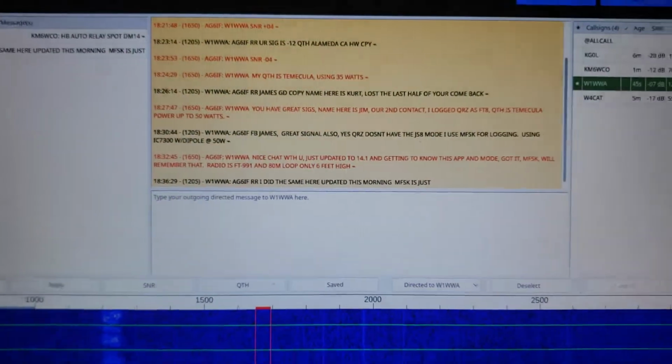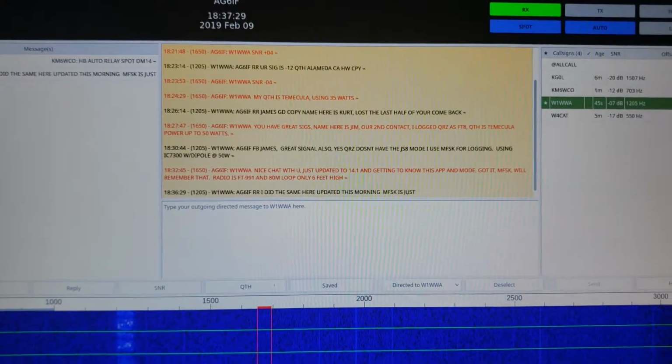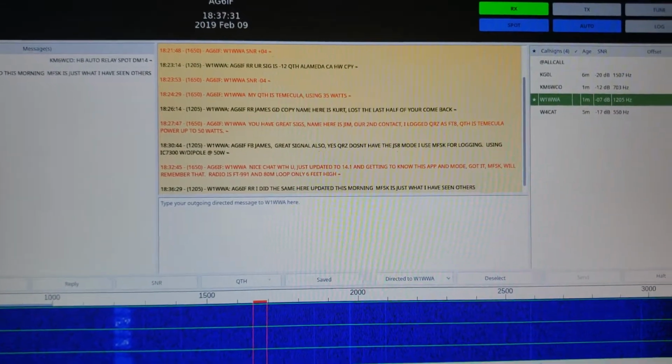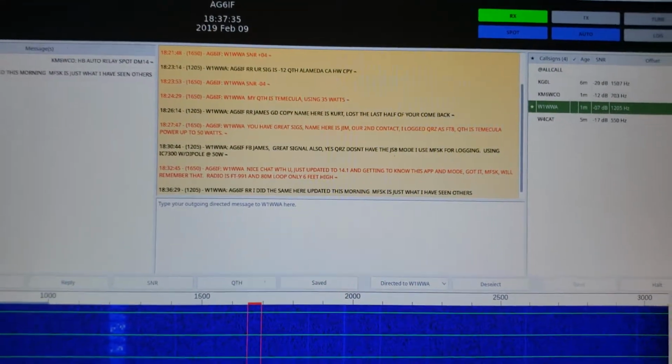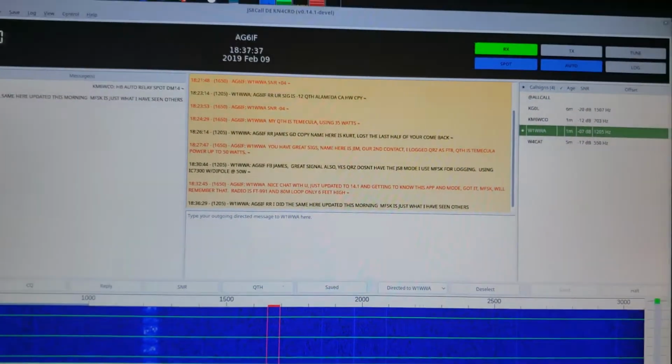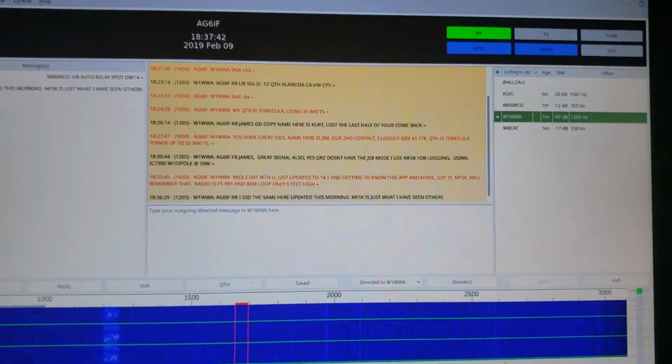So we were talking about how to log this. It's not available in QRZ yet for a mode. I've been using FT8, and he's using MFSK. So hopefully they'll get that added in there. I have no reason to believe this mode's going to disappear, just like with other ham radio modes.